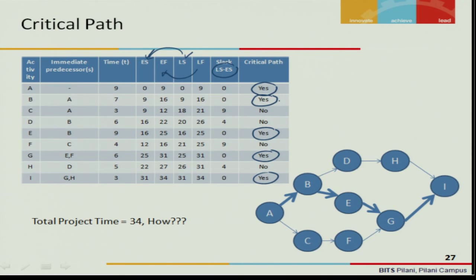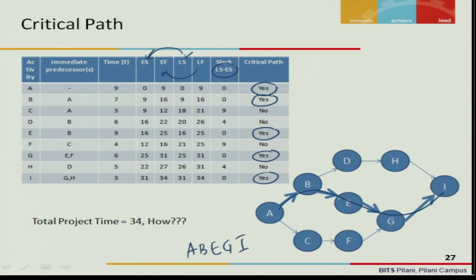So when you do that, A to B is a critical path. C is not in critical path. D is not in critical path. E is in critical path. So B to E is critical. Then F is not in critical path. G is in critical path. So E and G are in critical path. H is not in critical path. I is in critical path. So the critical path is this: A, B, E, G and I.